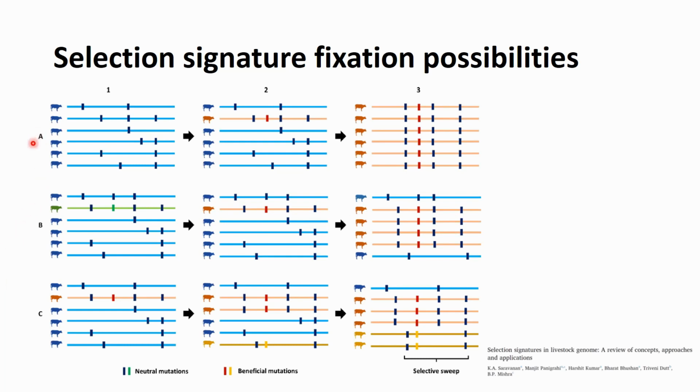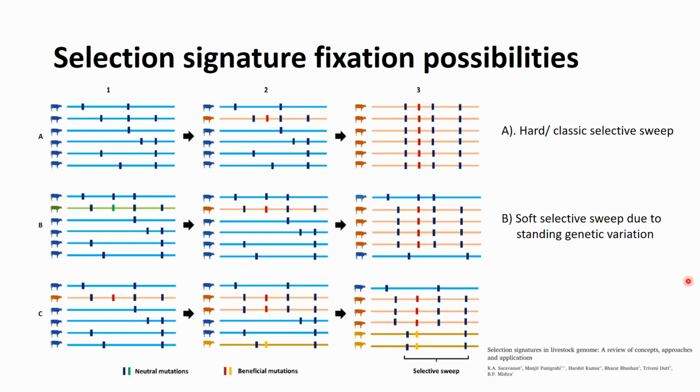So this is the row A, B, and C. The first one is very similar to the one that I already mentioned, which is the so-called hard or classic selective sweep, where we have a population and then there is a certain mutation that is very beneficial. And this one with time spreads in the entirety of the population. So this region becomes entirely fixed.